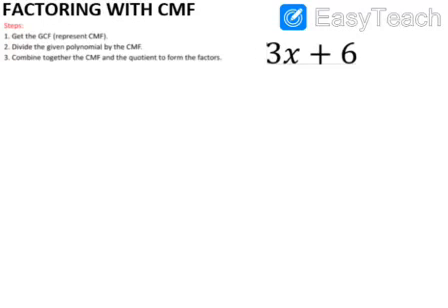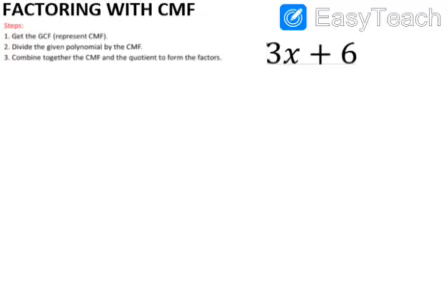Factoring polynomials with CMF. Just follow these 3 steps. The first step is to get the GCF. This GCF will represent our CMF. Let's apply each step in the given polynomial.